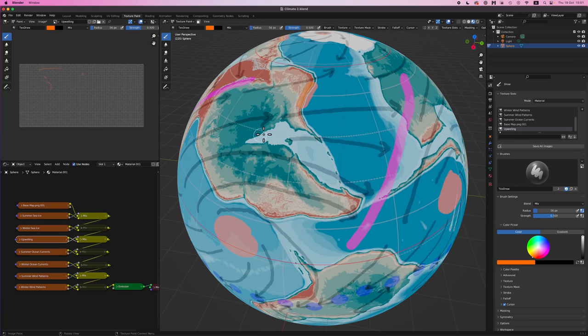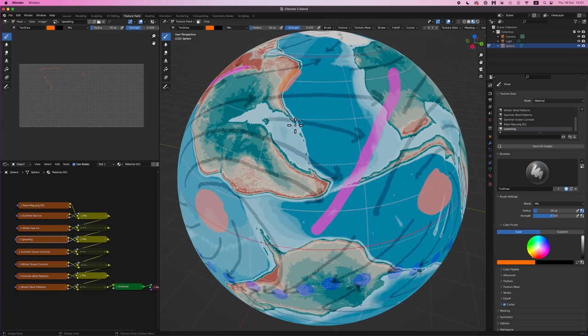I'm not going to worry about shallow areas for now, so we're not going to worry about any of this stuff in here, but we are going to worry about where it borders the deep open ocean. So 12 o'clock, 1 o'clock, 2 o'clock.